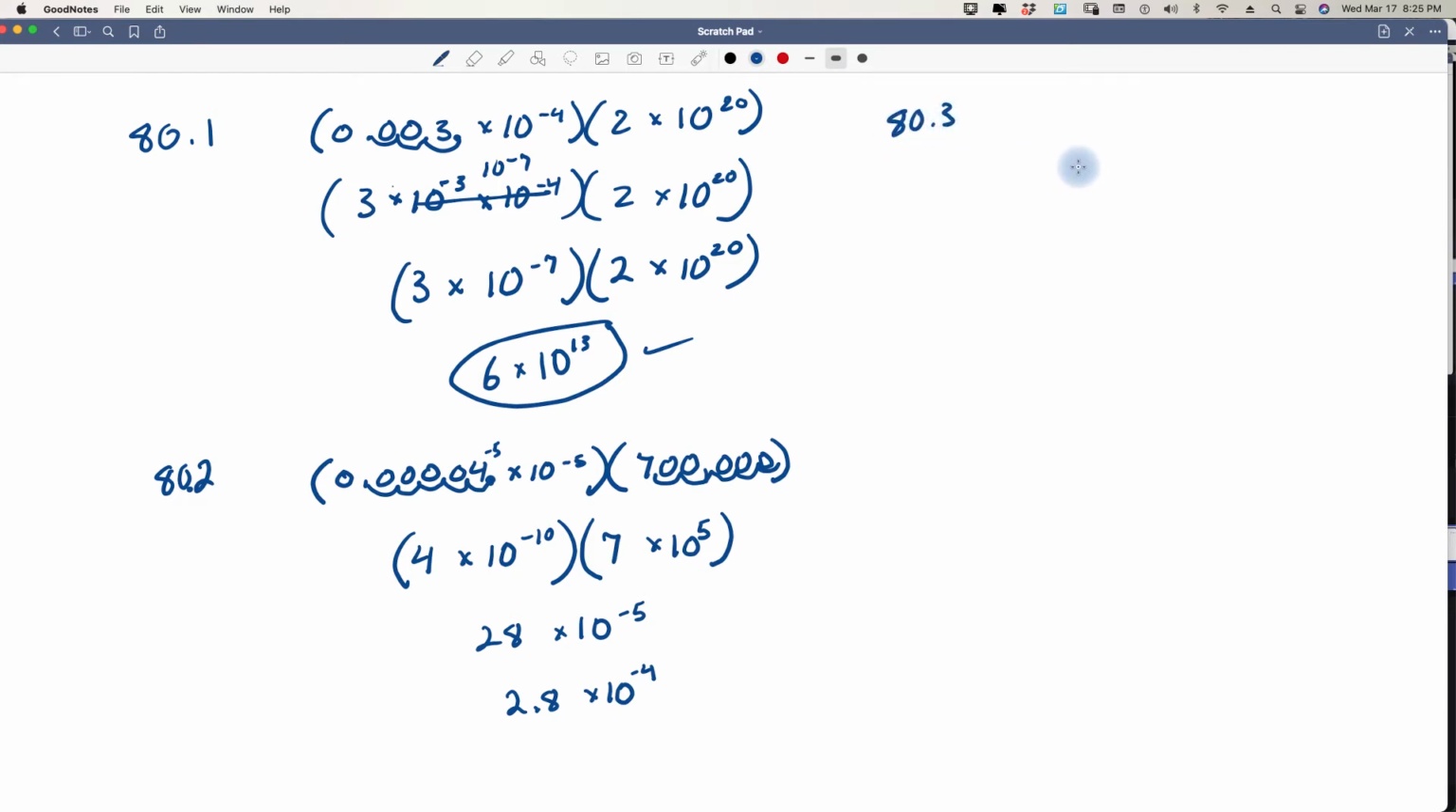Now we're going to do some division. We are going to divide in scientific notation. First, we have to look at our problem. We have this number, and it is divided by this number. First things first, we have to put this into scientific notation. We know we want this to be 1.6, right?